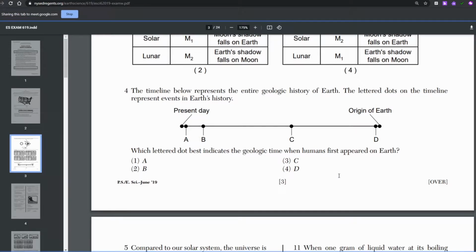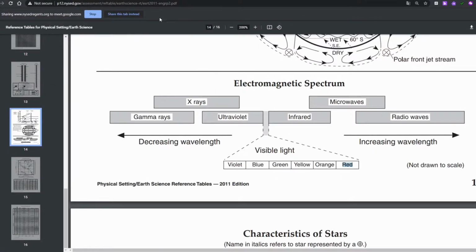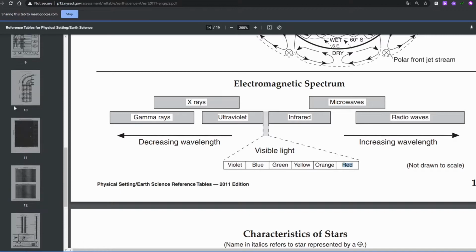All right, number 4. The timeline below represents the entire geologic history of Earth. The lettered dots on the timeline represent events in the Earth's history. Which lettered dot best indicates the geologic time when humans first appeared on Earth? When did humans show up?